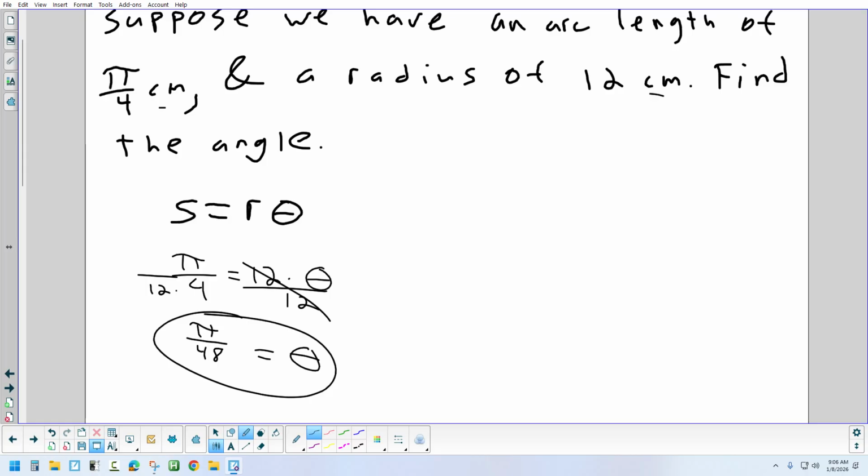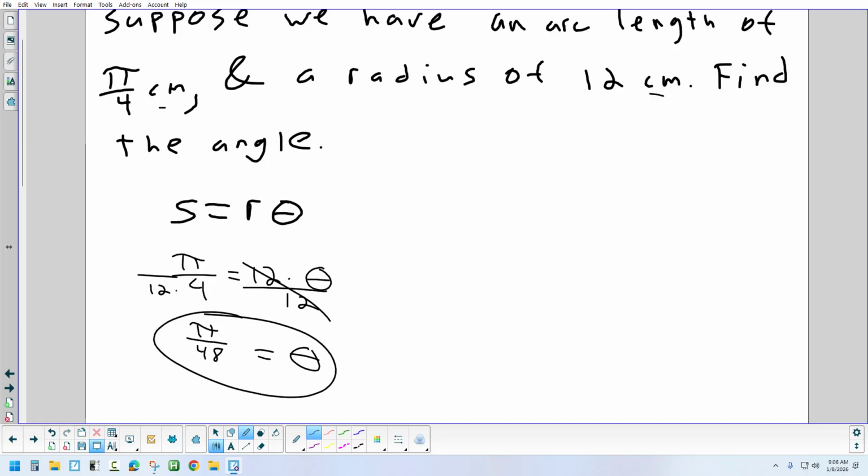Centimeters. So did we just find a length? No, we found 8. We found an angle. We did not find a length. So we don't put a label on it because the label, when we're finding an angle, it's invisible. What is the label though that's not written, but we know it's there? Radians. Yeah. That's pi over 48 radians.